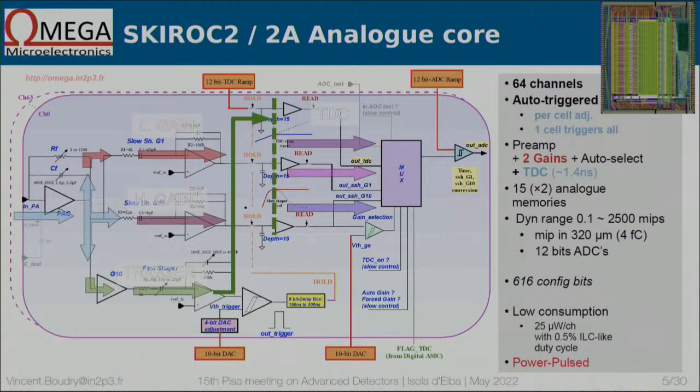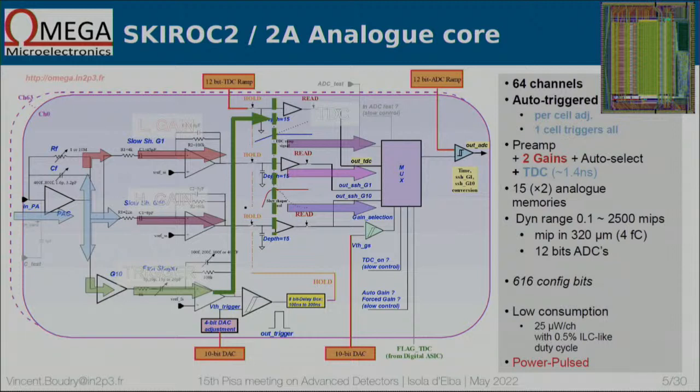At the entrance, we have a preamplifier, and the signal is split into 3 branches. One with a fast shaping, which allows to make the trigger and the timing signal. And the two others are with 2 gains, of low gain and high gain, with a factor of 10 between the two. And at the end, we store the information when we have a trigger of 3 branches. TDC, this high gain and low gain, and we have to select 2 of them.